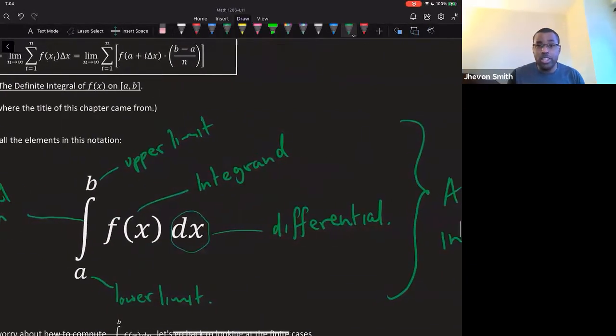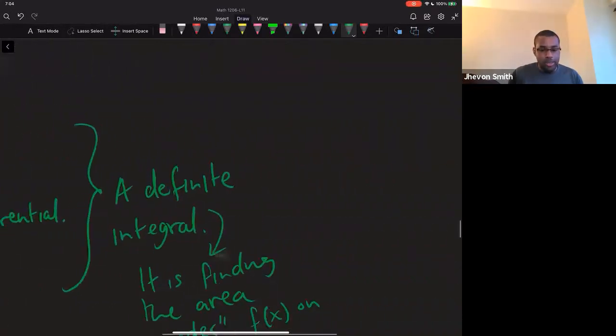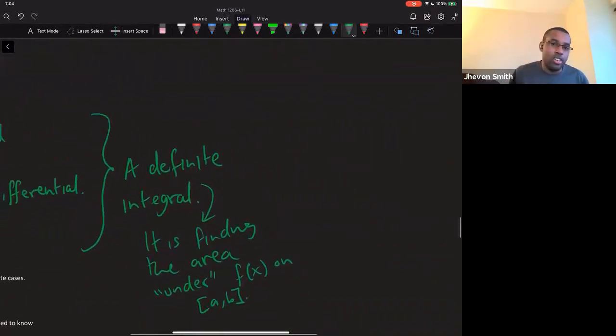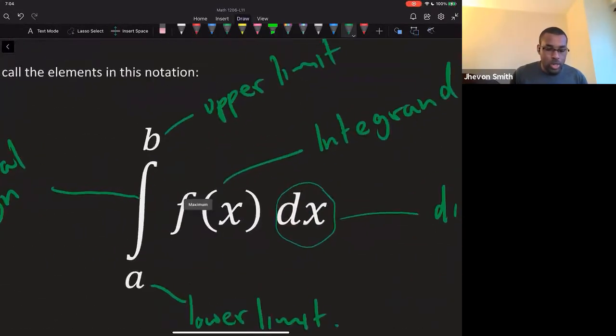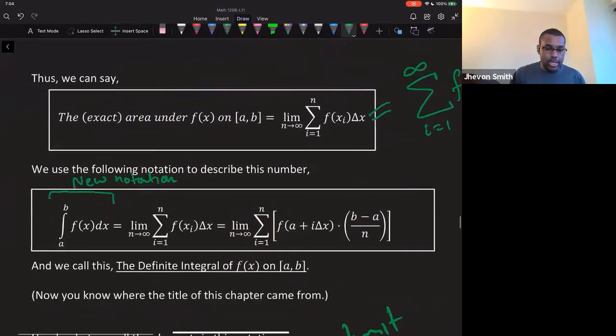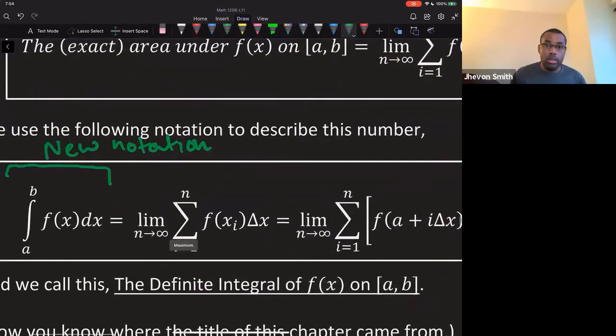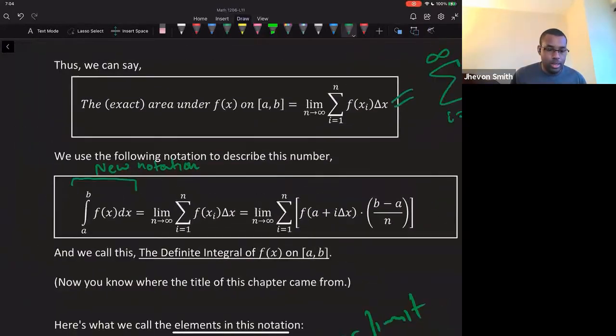The dx is the differential. We saw that before. It basically just tells you who the delta x is going to be, determined in terms of the x value. And this is called a definite integral, and it's finding the area under a curve f from a to b. Basically, when you see this symbol, what you're actually calculating is this summation. So it's very important that you know that.